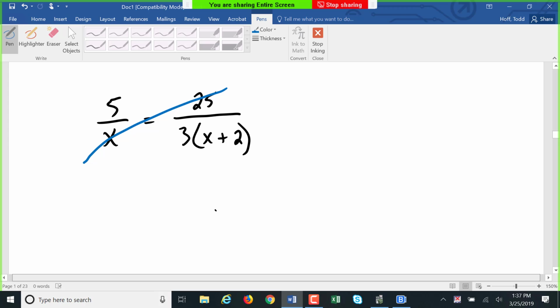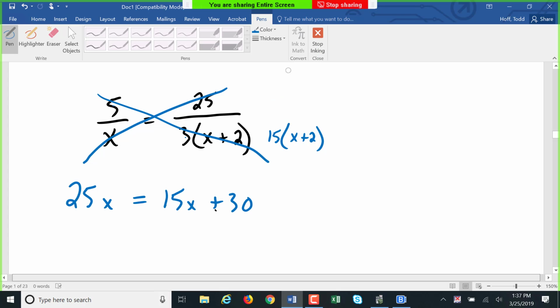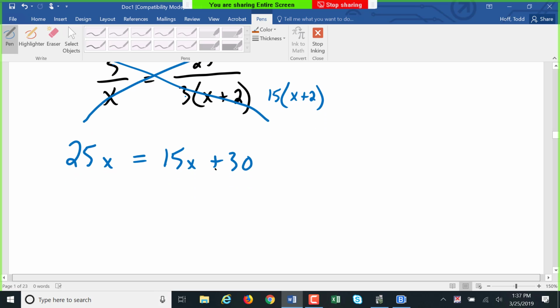So going in this direction, we have 25 times x is just 25x. Going in this direction, I would do 5 times 3 is 15 times x plus 2 is just 15x plus 30. Now what would I do to solve that equation? Subtract 15x. 10x equals 30. And then divide by 10, x equals 3.